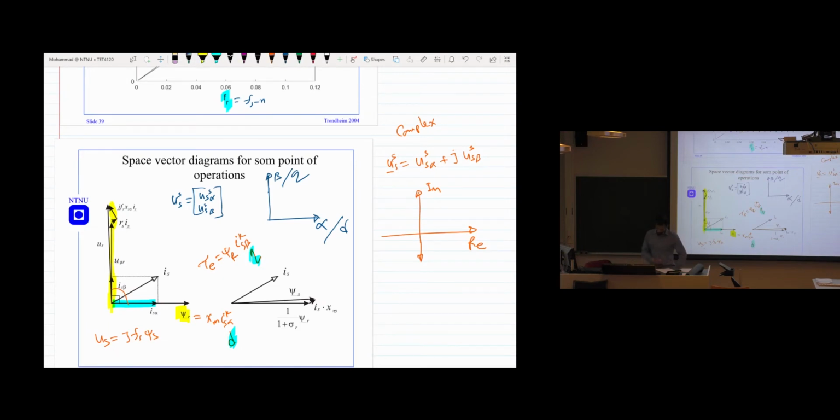And in order to produce the maximum torque, we place all the time this current at 90 degrees with respect to the rotor flux vector. So you have the rotor flux vector ψ_R here, and then i_β, which is at 90 degrees to it.